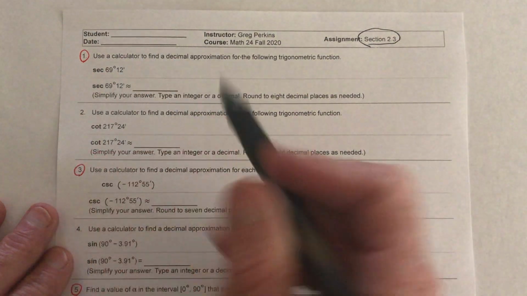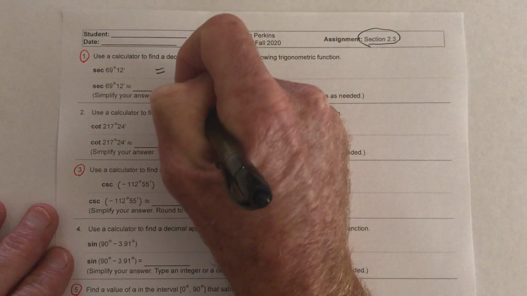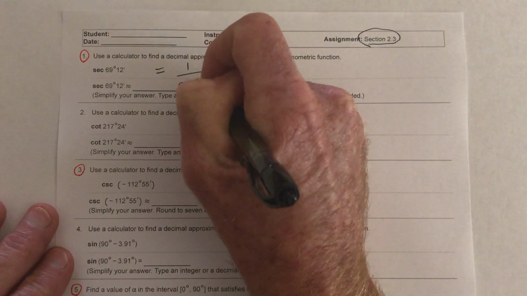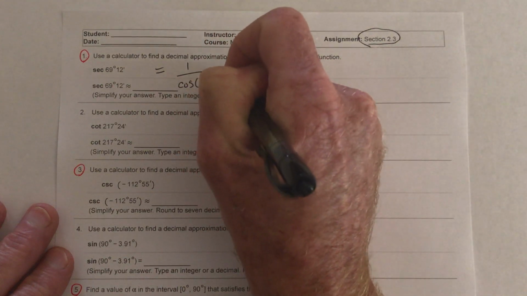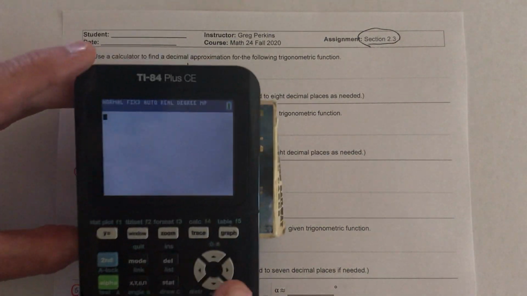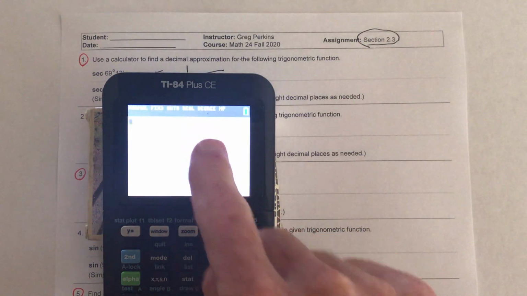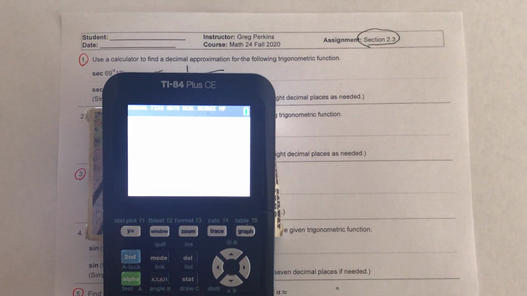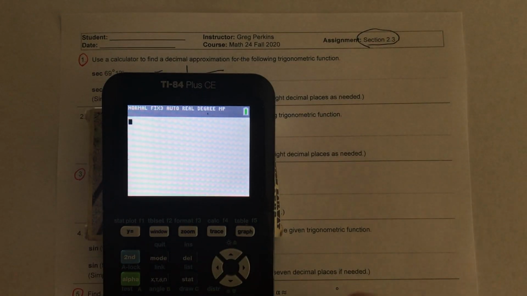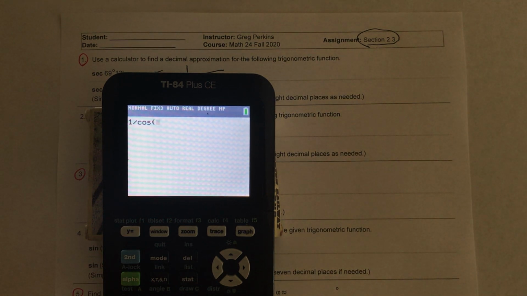So first of all, my calculator doesn't have secant. So I'm going to have to use 1 divided by cosine, 69 degrees, 12 minutes. All right. So first of all, my calculator is in degrees. Let me change the thing so you could see it better. So 1 divided by cosine. And then I need 69 degrees in 12 minutes.